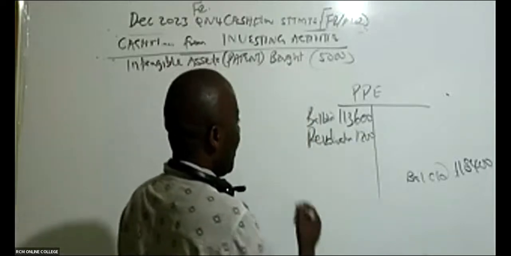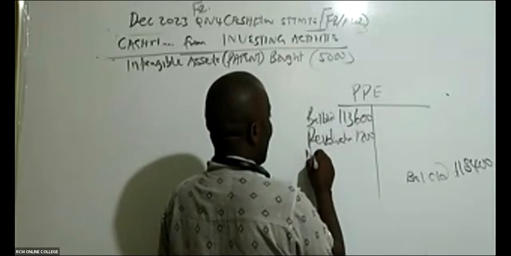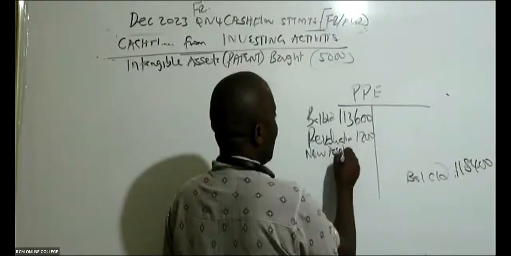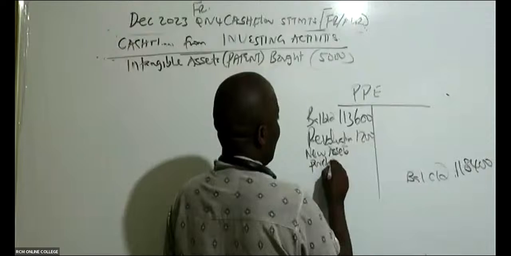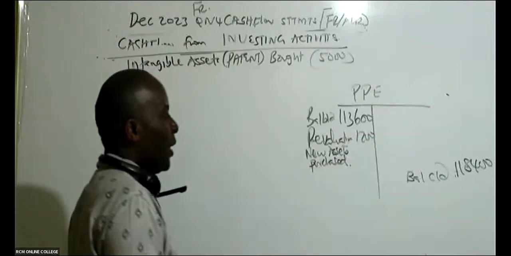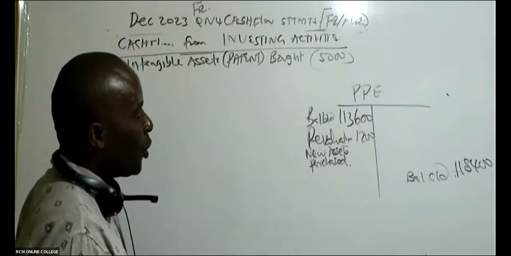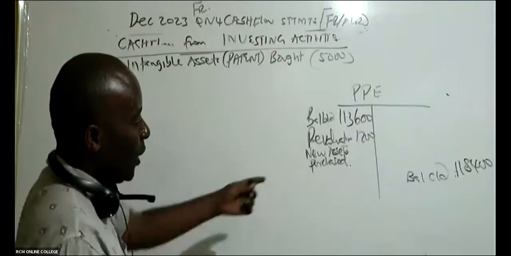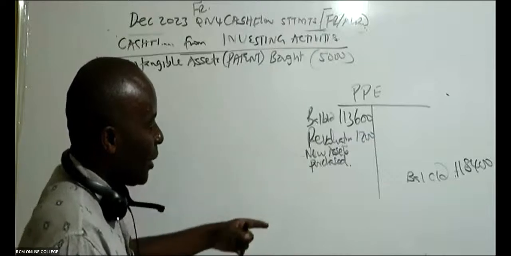And then perhaps we purchased. So we have in this case here, new assets purchased, which they haven't told us. They haven't told us the new assets that were purchased were worth how much. This is what they would want us to calculate. This is their abracadabra, right?